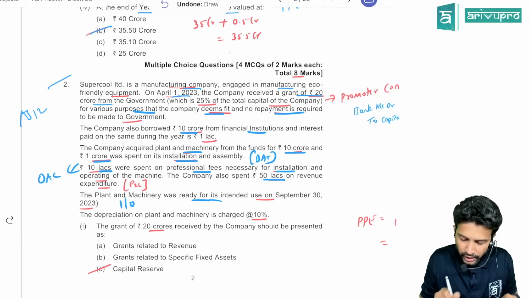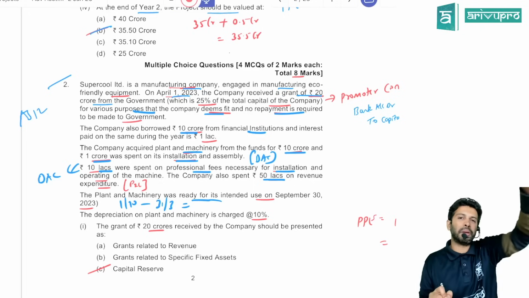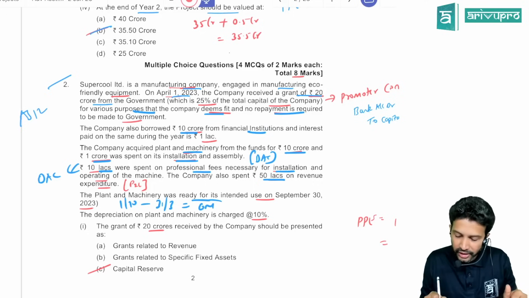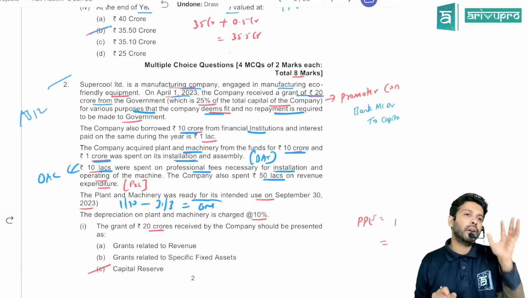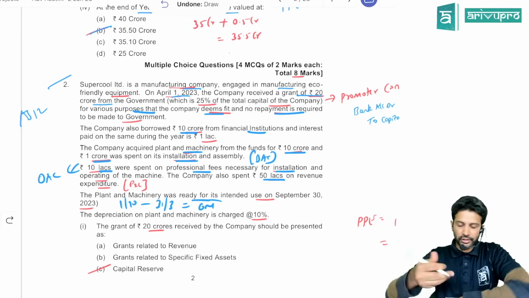From 1st October, depreciation starts till 31st March. If you count how many months is that? October, November, December, January, February, March. That means in the current year, you'll charge depreciation only for 6 months. The depreciation on this asset is how much? 10%. So that's what they have given.